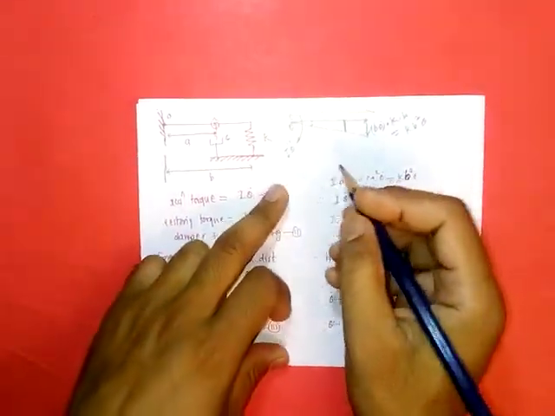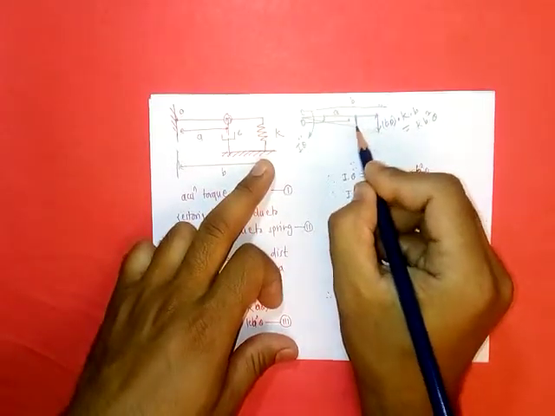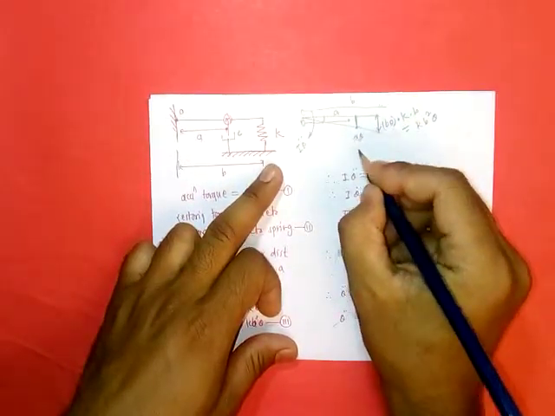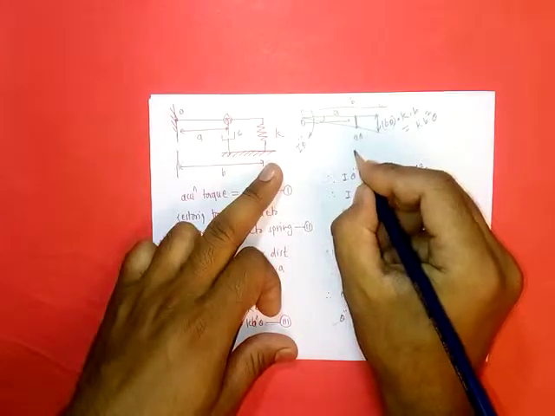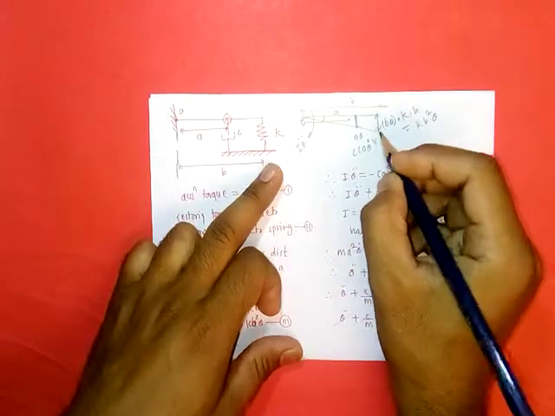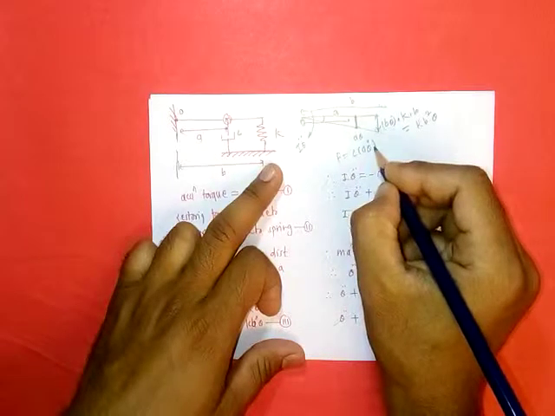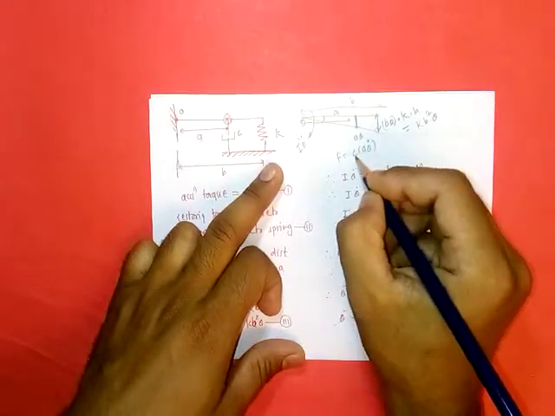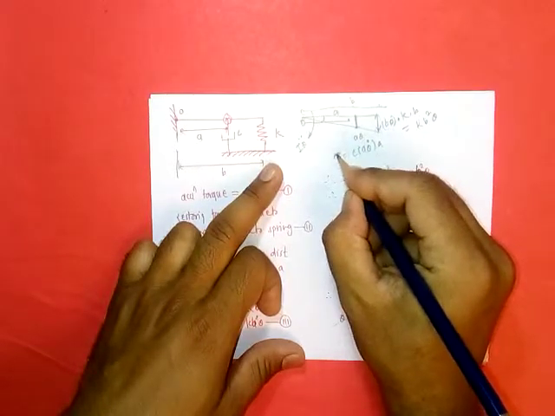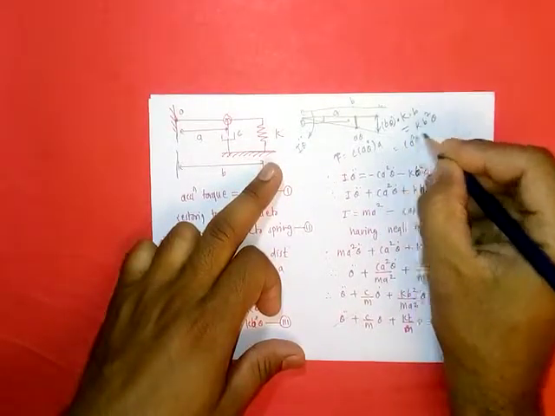In case of the damper, it is at a distance a, so its deformation will be a theta dot, and the damping force will be c into a theta dot, because damping force is proportional to damping coefficient into velocity. So a theta dot, acting at a distance a, so the damping torque or resisting torque will be c a square theta dot.